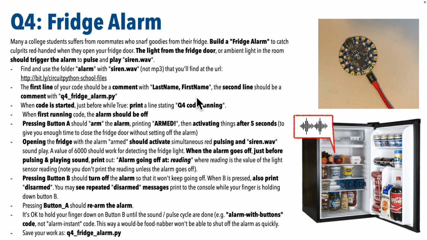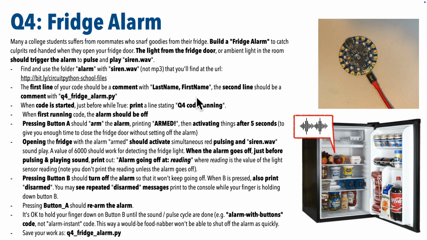The first line of the code should comment last name, first name, just like you have, and the second line should say Q4-Fridge-Alarm.py. When the code is started, make sure that you print out, and when first running, the alarm should be off. Now pressing A should arm the alarm. It should print out ARMED in all capitals with an exclamation mark, then activating things after 5 seconds. So that gives you enough time to close the fridge door so that the light goes off.